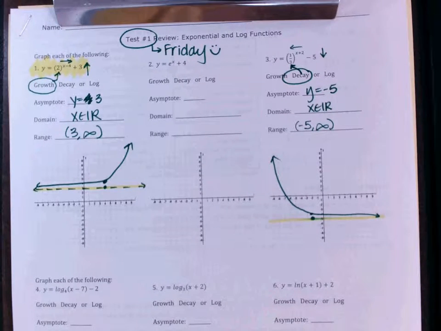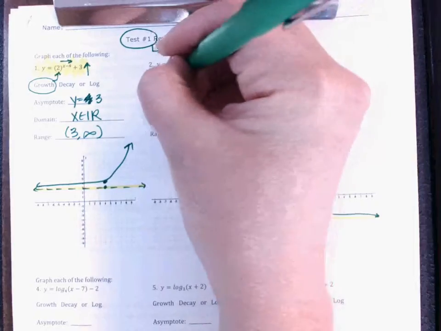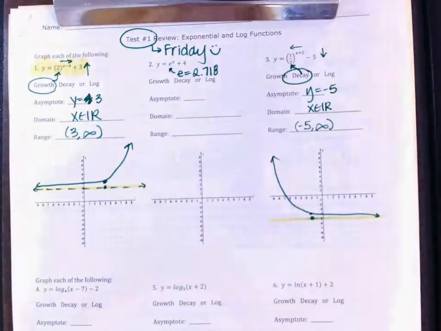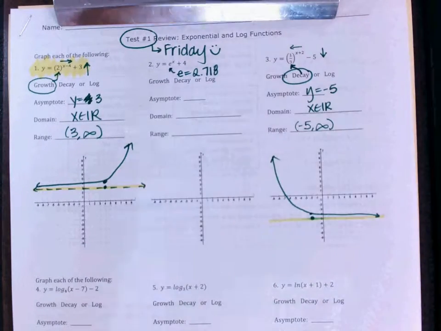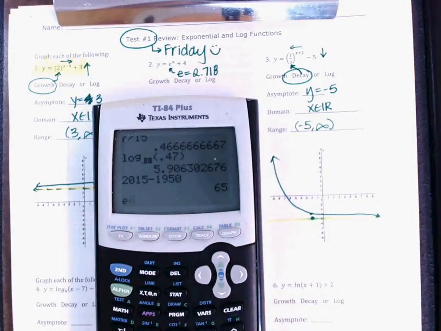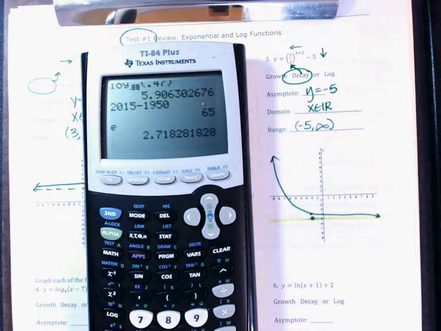Do you remember what E is? Remember how like pi is 3.14? E is 2.718. So now remembering that, it's going to be growth. If you forget, remember it's in the calculator. I'll show you, second and then divide by, and the E comes up. Okay, E is the same as 2.718. So that's how you know that it's growth.